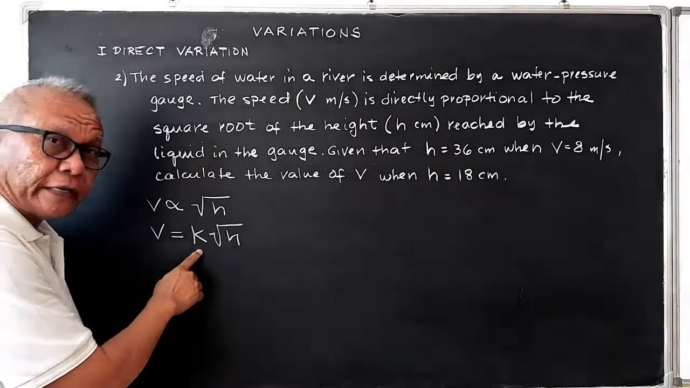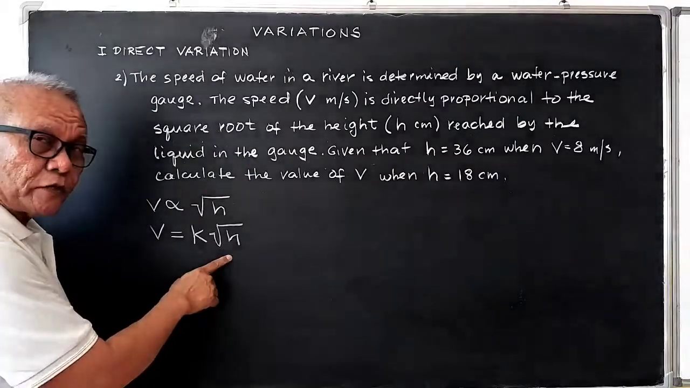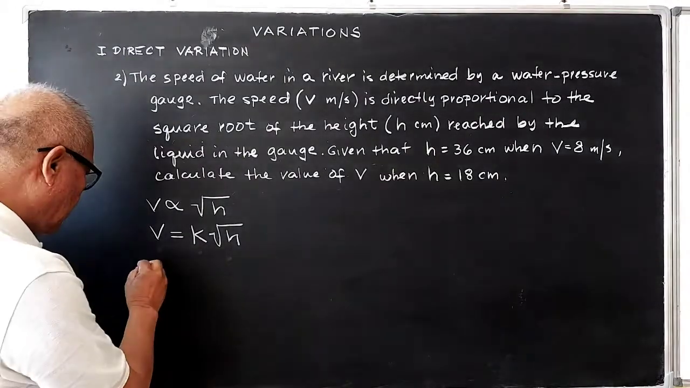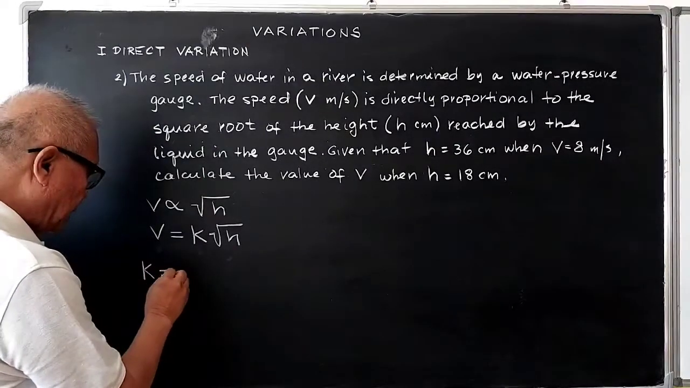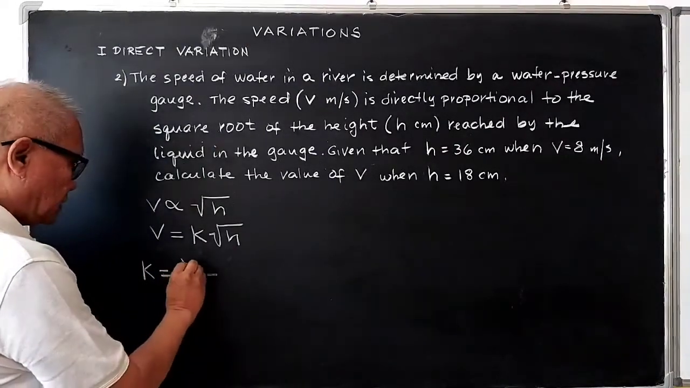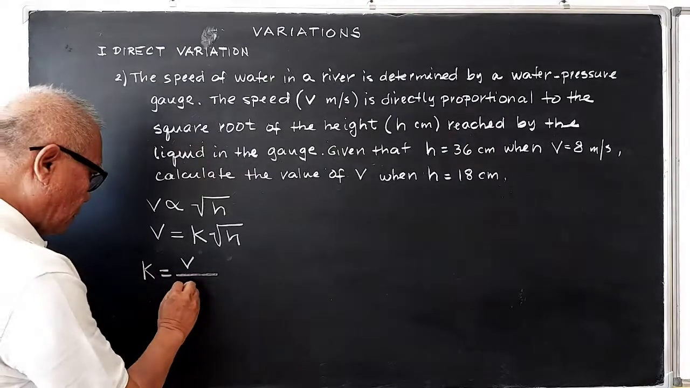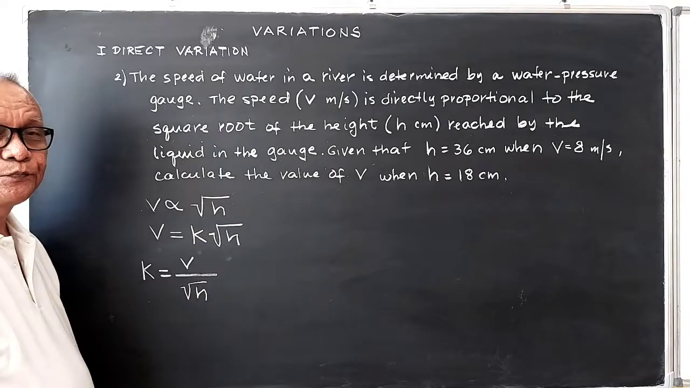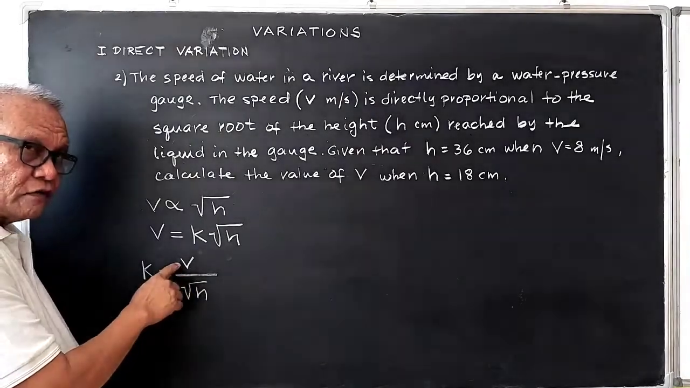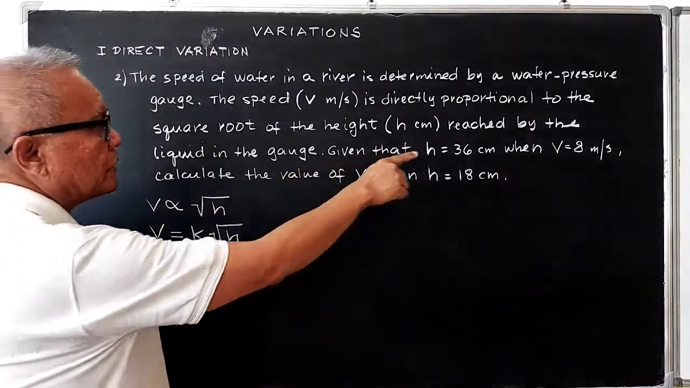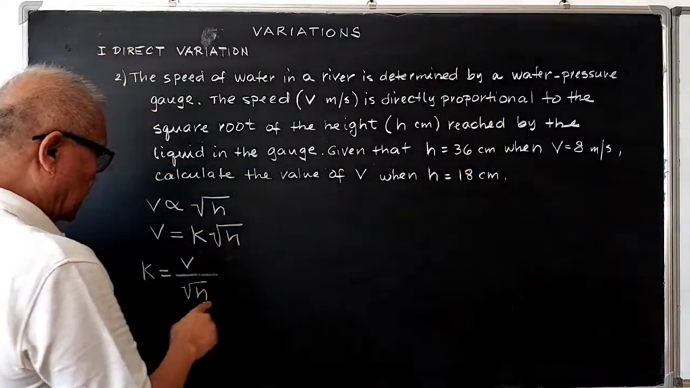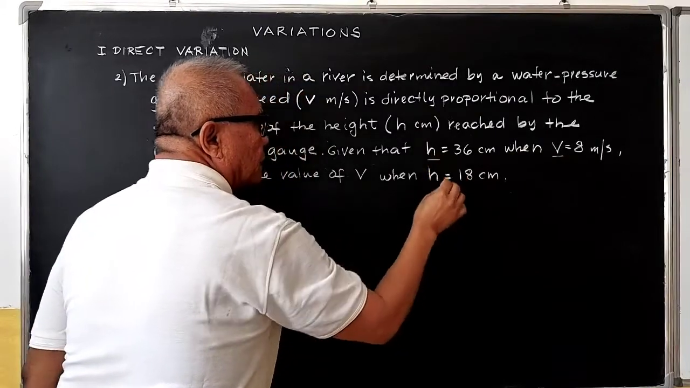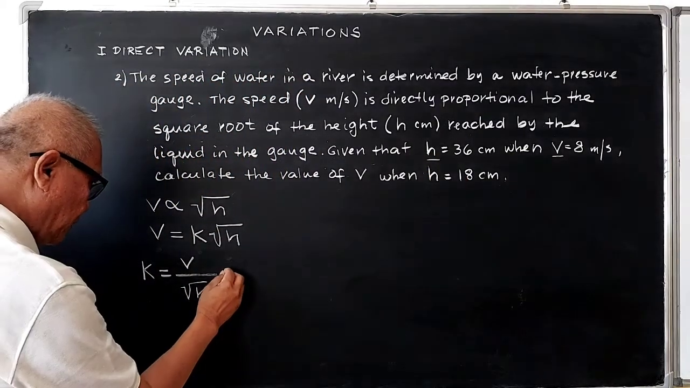Afterwards, we solve for K. So we divide this by square root of h. We divide also the other side by square root of h. Then our K is the speed of V over the square root of h. Now we substitute the value of V, first one there, and the h. The V here and 8 here.